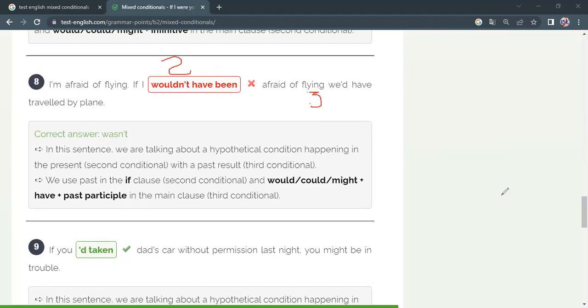Do you remember or do you know the difference between second conditional if I was and second conditional if I were? Do you know the difference? It would be good if you remind me of that part.